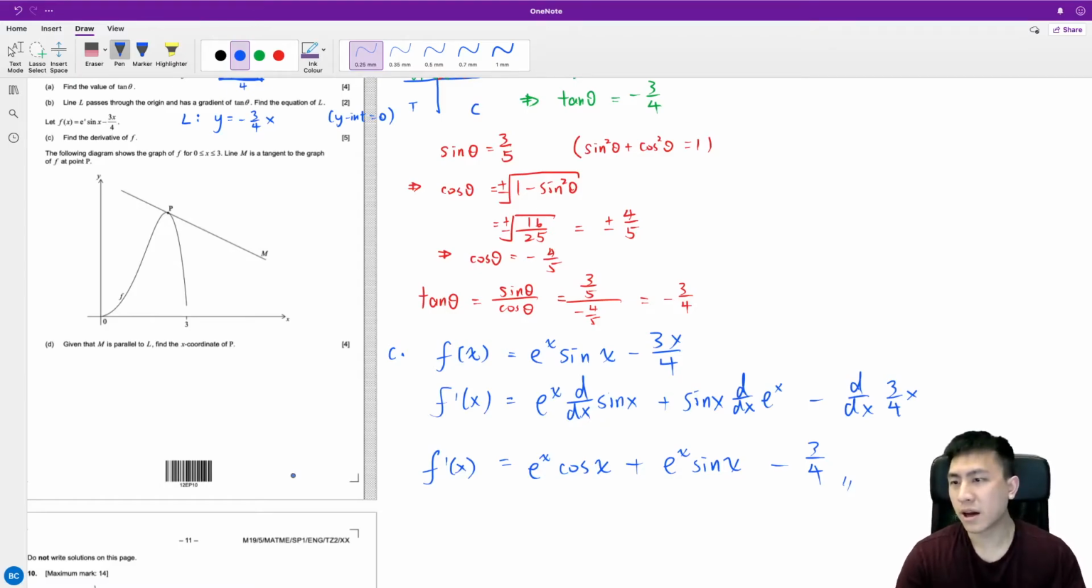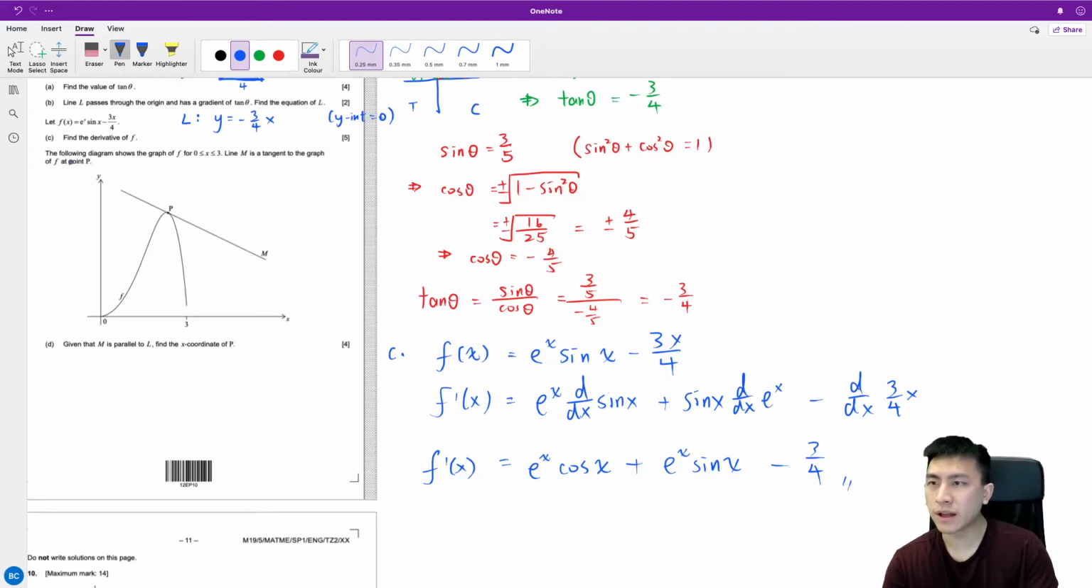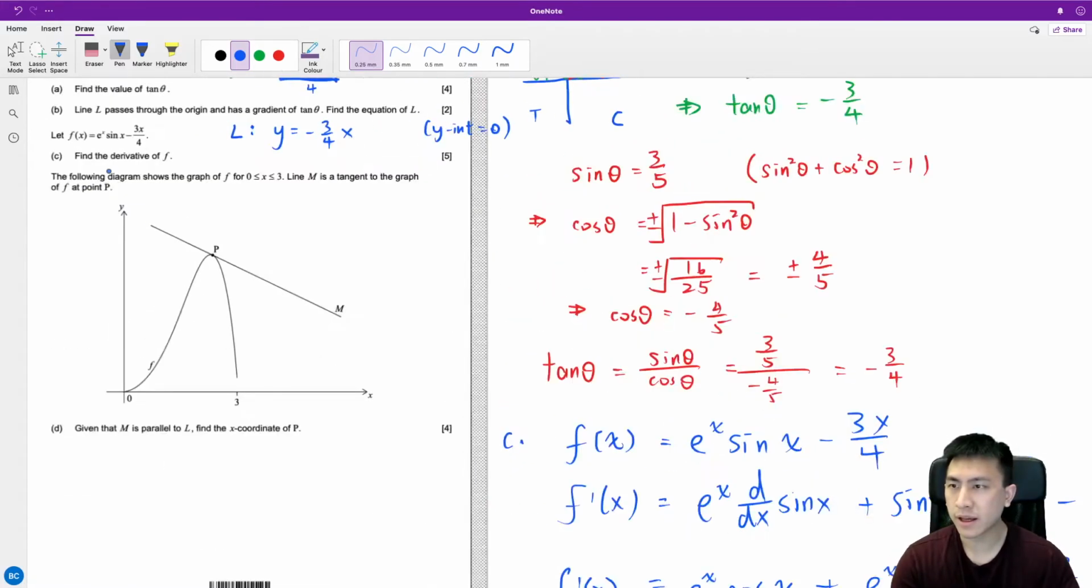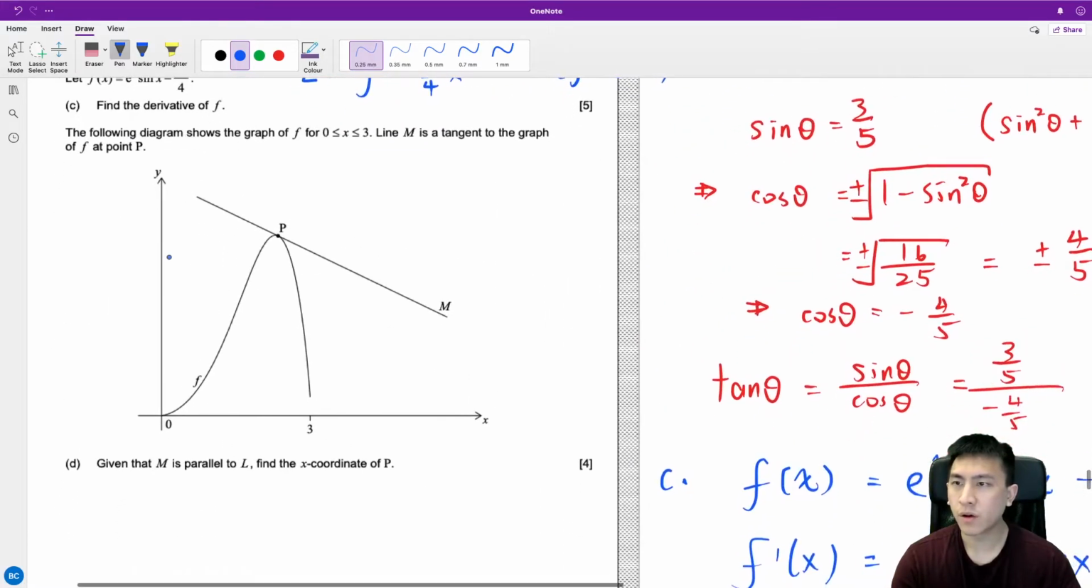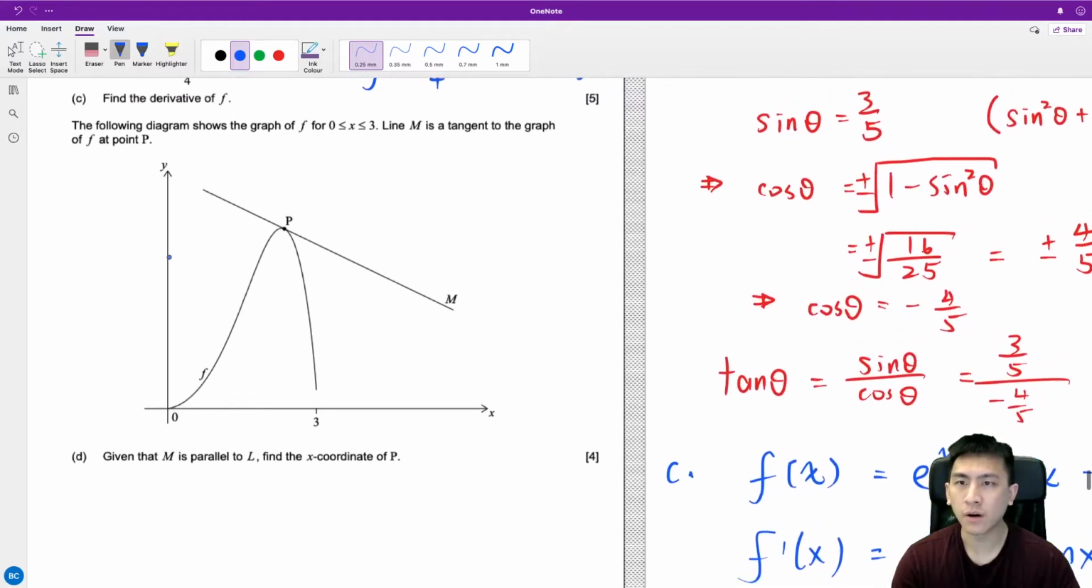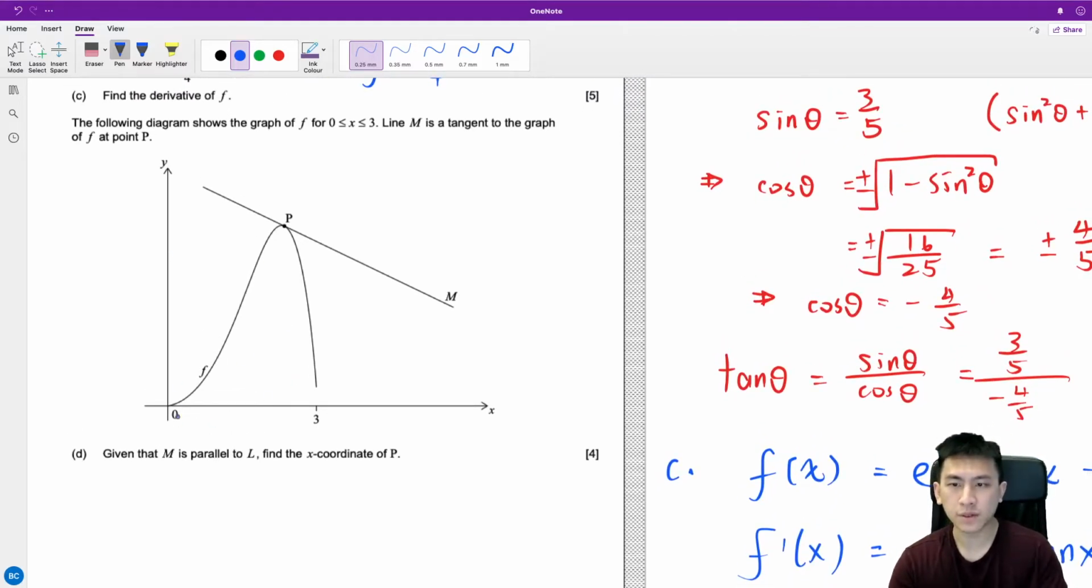All right, part D. So now they tell you the following diagram, let me zoom back in here. The following diagram shows the graph of f from 0 to 3. Line M is a tangent to f at point P. Given that M is parallel to L, find the x coordinate of P.